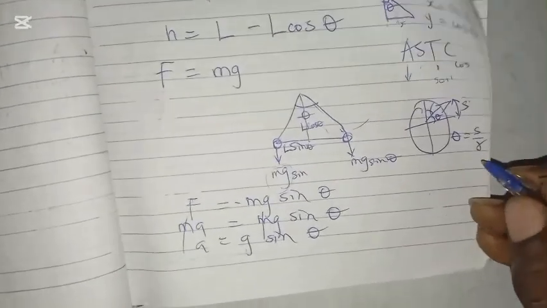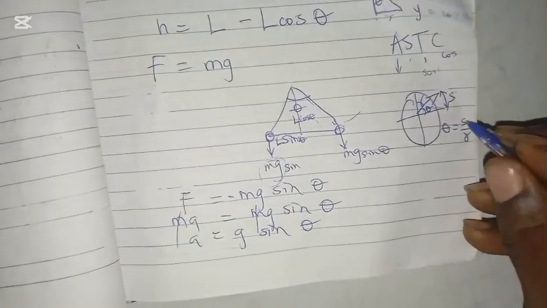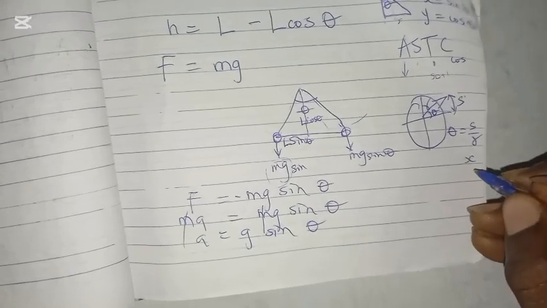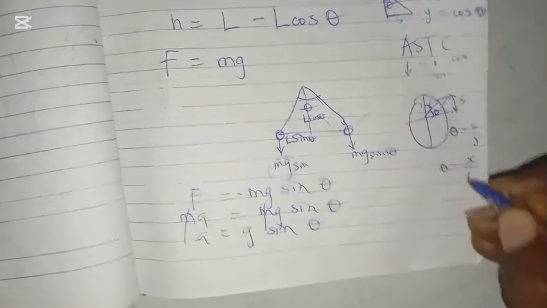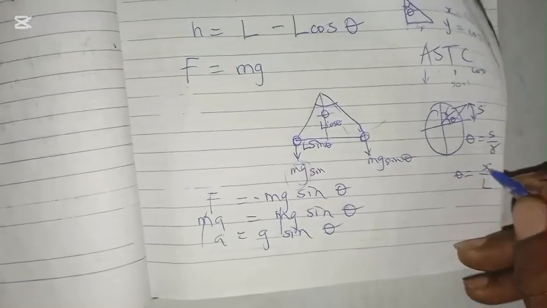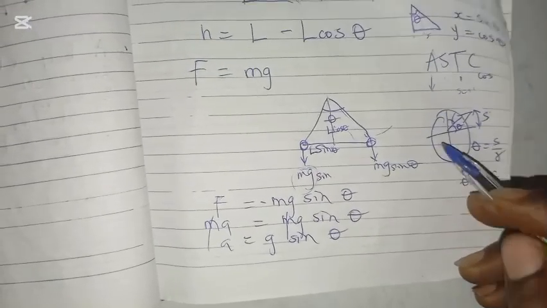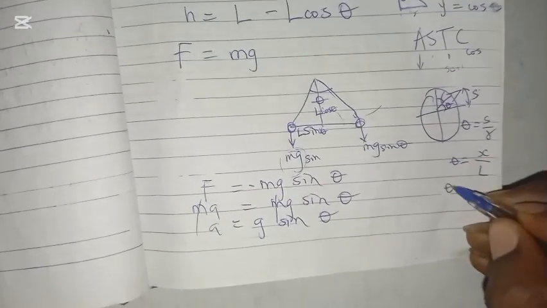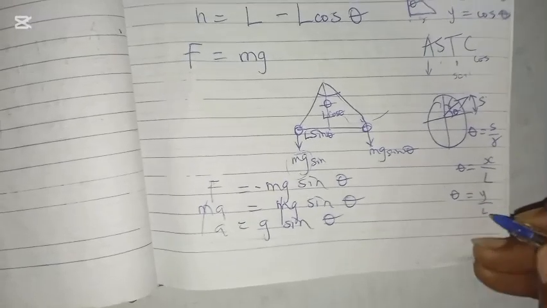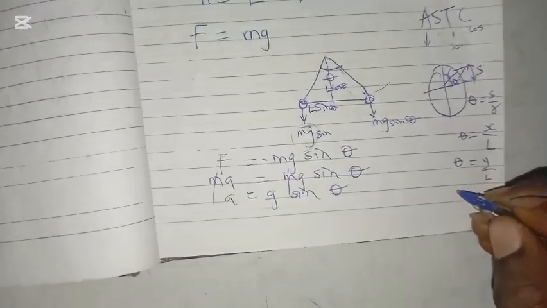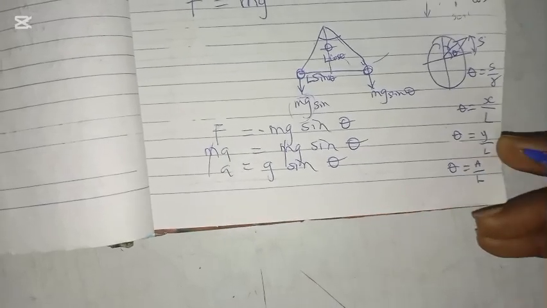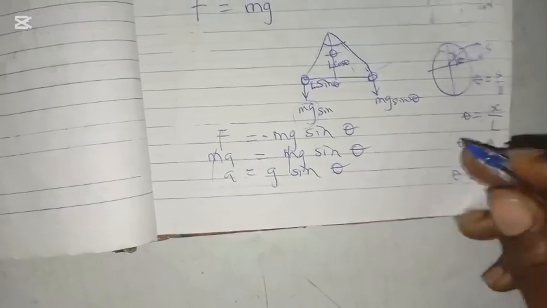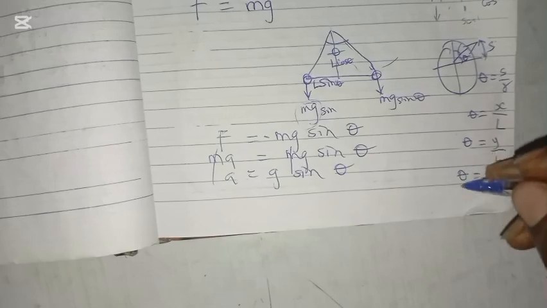In simple pendulum or simple harmonic motion, s is represented with x, and r is represented with L. So theta is equal to x over L. Or if I'm considering this displacement to be on the y-axis, I can say theta equals y over L. And if I'm considering maximum displacement, I can say theta equals A over L. Whichever way, that is the same thing, and this is talking about the angle.